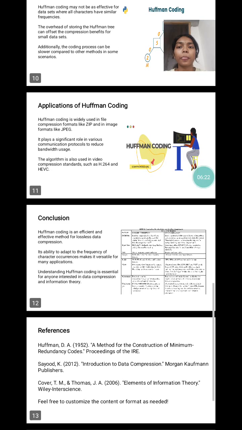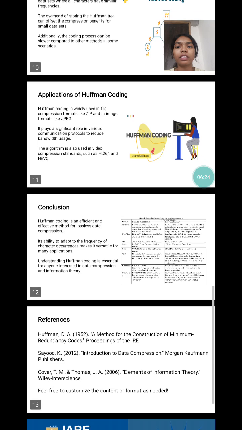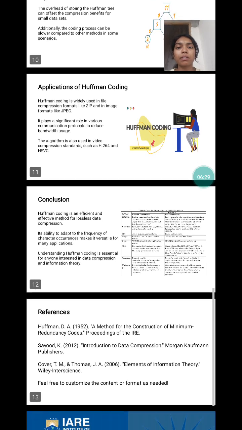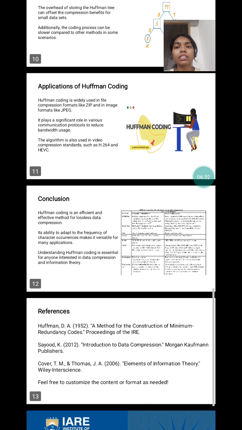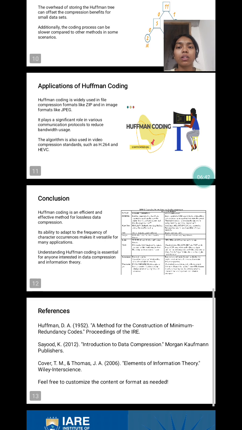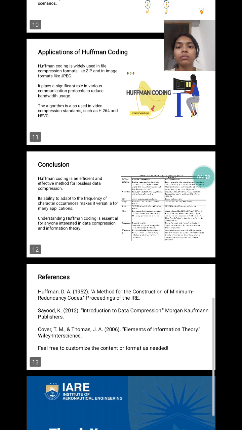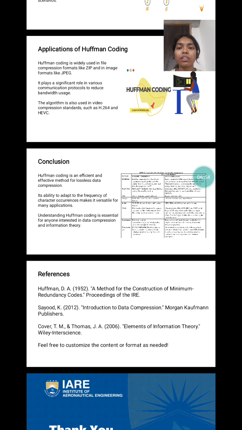Applications of Huffman coding. Huffman coding is widely used in file compression formats like zip and in image formats like JPEG. It plays a significant role in various communication protocols to reduce bandwidth usage. The algorithm is also used in video compression standards such as H.264 and HEVC.